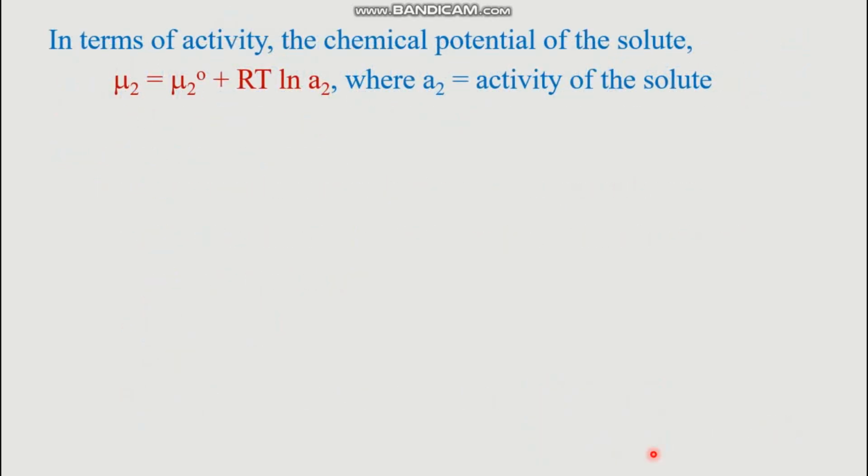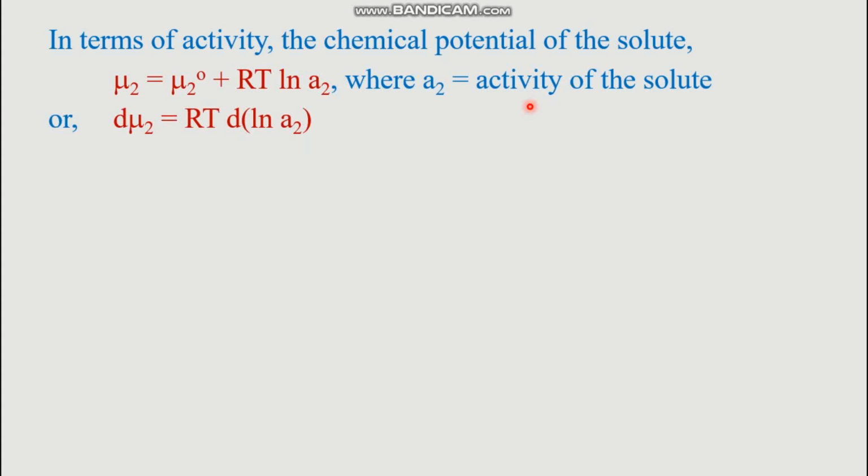We know that mu has the expression mu 0 plus RT ln A, where A is the activity. Now in case of solute molecules, mu becomes mu 2. The pure solute has at standard state chemical potential mu 0, so in case of solute it becomes mu 2 0, and if activity is A, then in case of solute you have to write A2. So the overall equation is mu 2 equals mu 2 0 plus RT ln A2. A2 is the activity of the solute.